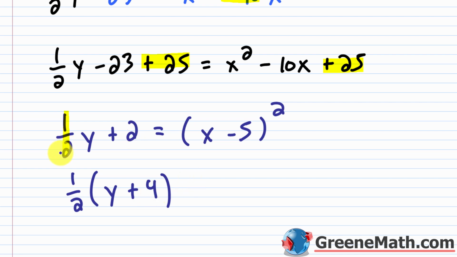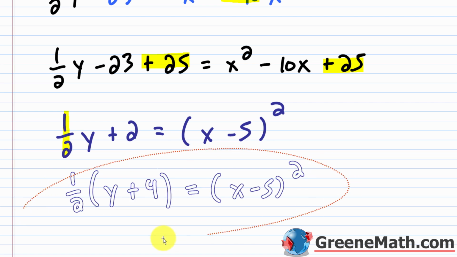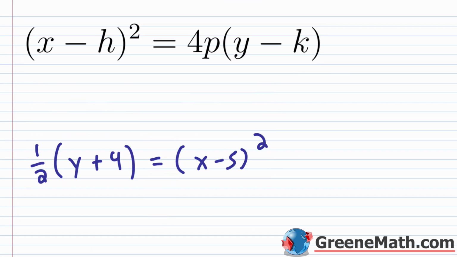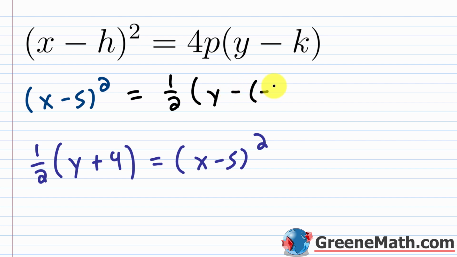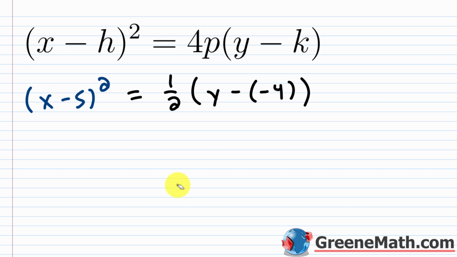I know when you factor out something that's a fraction, a lot of times it's a little bit confusing. So this is equal to, over here we have the quantity x minus 5 squared. Okay, let's go ahead and grab this and paste this right here. I'm going to make this match. I'm going to switch sides here. So let's write the quantity x minus 5 squared, and let's say that this is equal to 1/2 times the quantity. Instead of y plus 4, let's write y minus a -4, like that.